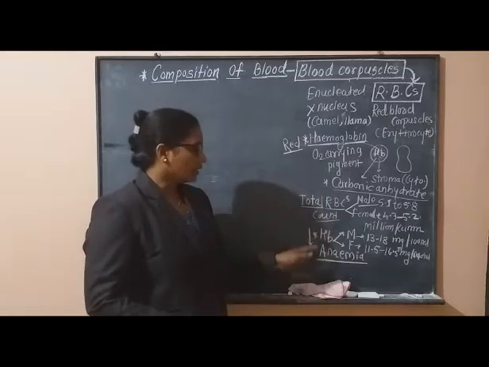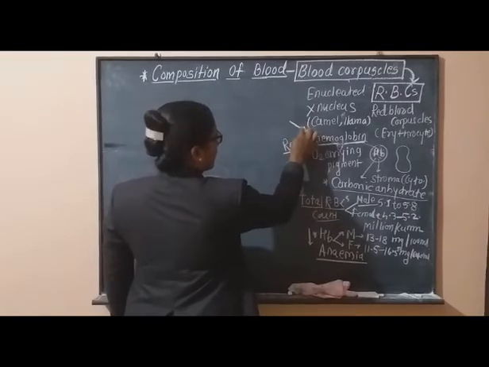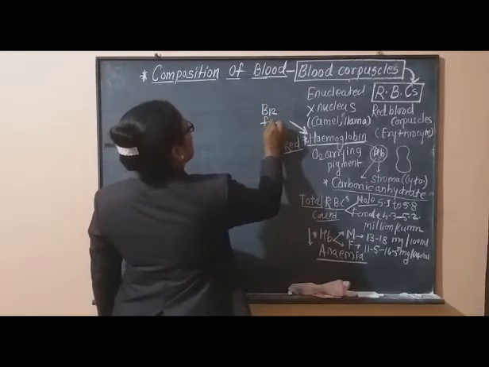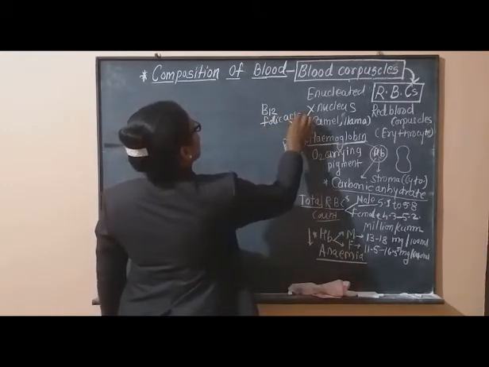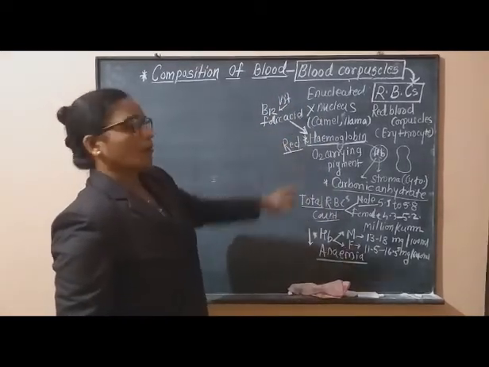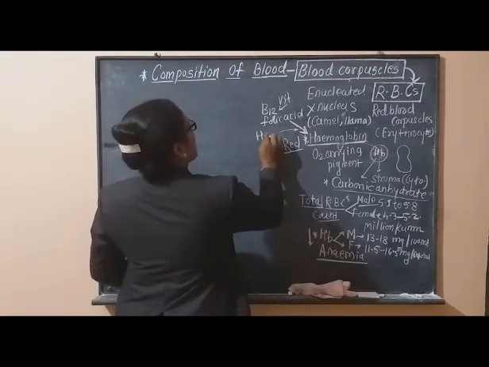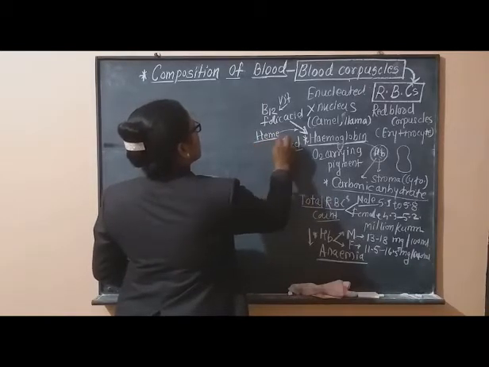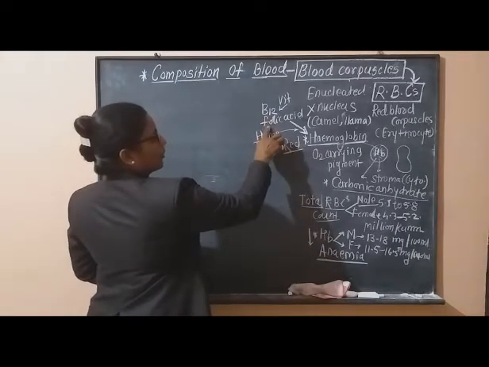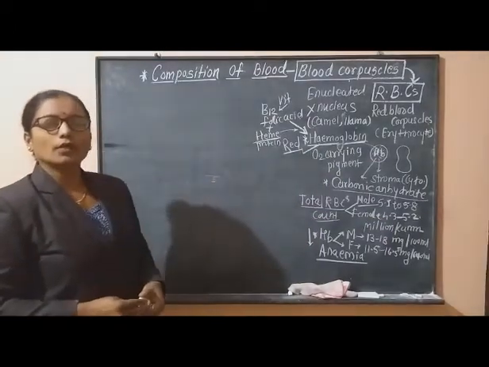Now for the synthesis of hemoglobin, which is formed in our RBC, it requires vitamin B12, that is folic acid. It requires vitamins. Which vitamin? Folic acid is required here for the formation of hemoglobin, and also the iron component, that is the heme protein, is required. This heme protein and B12 combinedly are responsible for the formation of our hemoglobin.